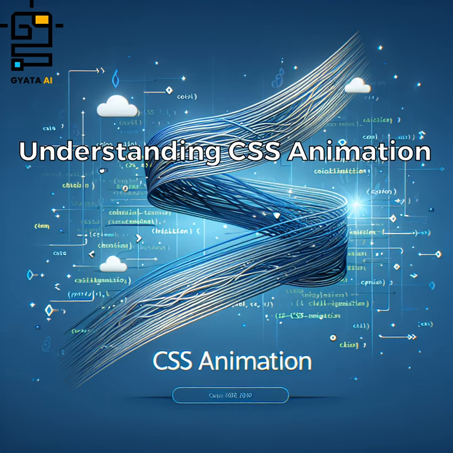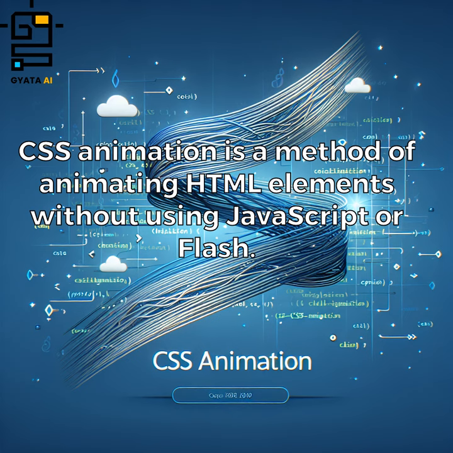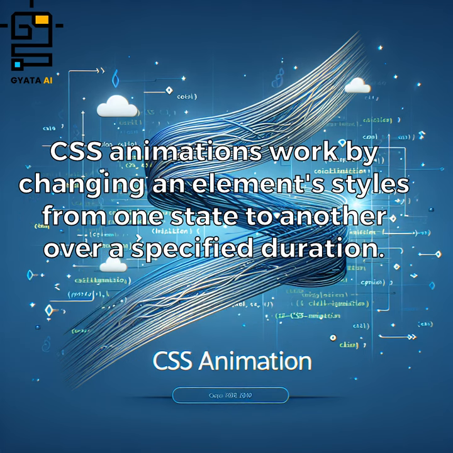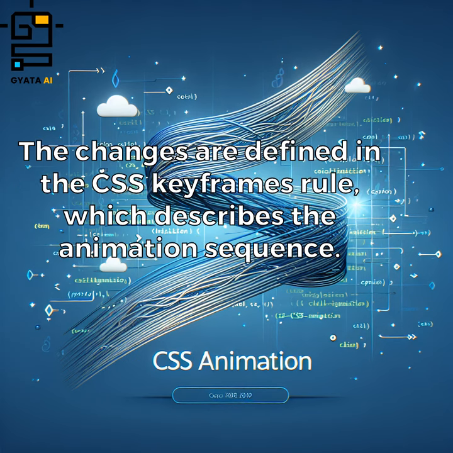Understanding CSS animation. CSS animation is a method of animating HTML elements without using JavaScript or Flash. It consists of two components: a style describing the animation, and a set of keyframes indicating the start and end state of the animation. CSS animations work by changing an element's styles from one state to another over a specified duration. The changes are defined in the CSS keyframes rule, which describes the animation sequence.